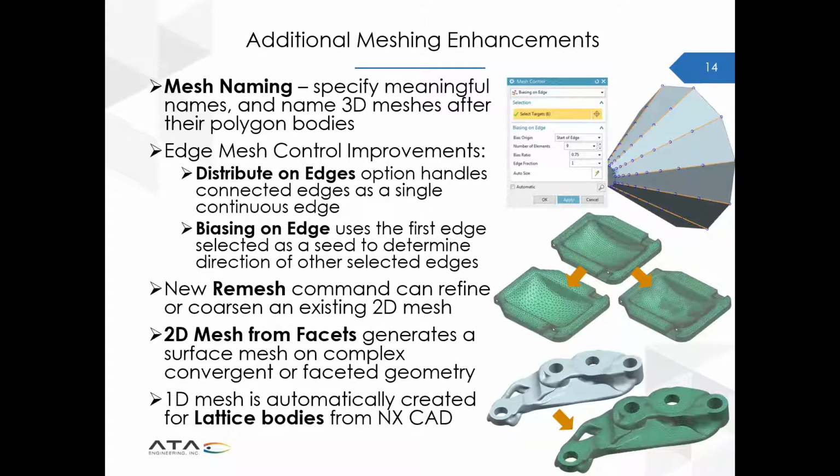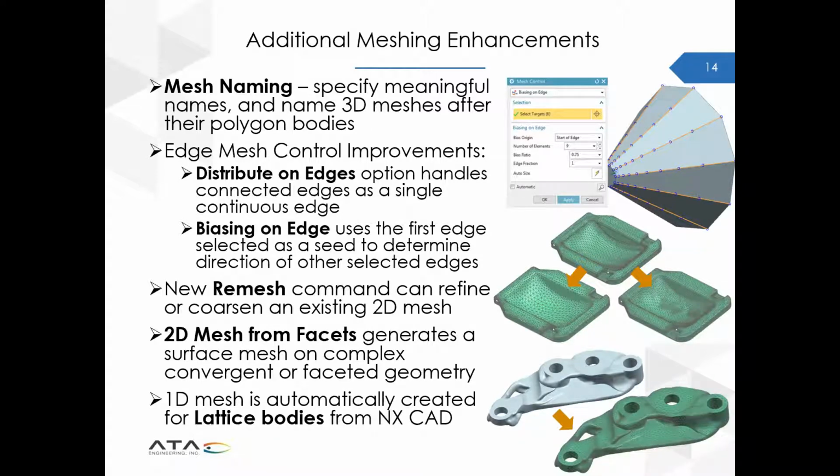Continuing on with some other general meshing improvements, you can now name a mesh while it's created. When you're in the meshing dialog box, there will actually be a name option at the very top. This means that you can give your meshes meaningful names. You can name it after its part or after its material or thickness or something like that. Or for 3D meshes, you can have it automatically be named after the polygon body that is meshed. So that's pretty cool. In addition, there are a few very neat new mesh control features.